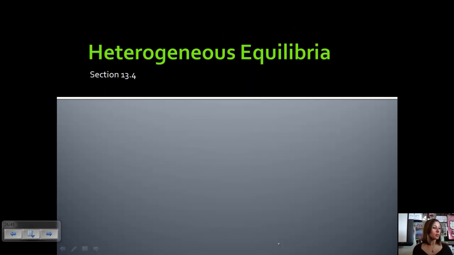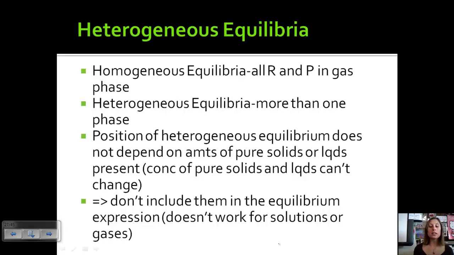Alright, so 13.4 talks about two types of equilibria. We've been talking about homogeneous equilibria, which is where all reactants and products are in the gas phase, but heterogeneous equilibria is where things are in more than one phase. The position of the equilibrium does not depend on the amounts of solids or liquids, because the concentration of solids and liquids won't change. Because they won't change and they don't contribute to the equilibrium, we don't include them in the equilibrium expression. This would not apply to solutions or gases, just solids and liquids.